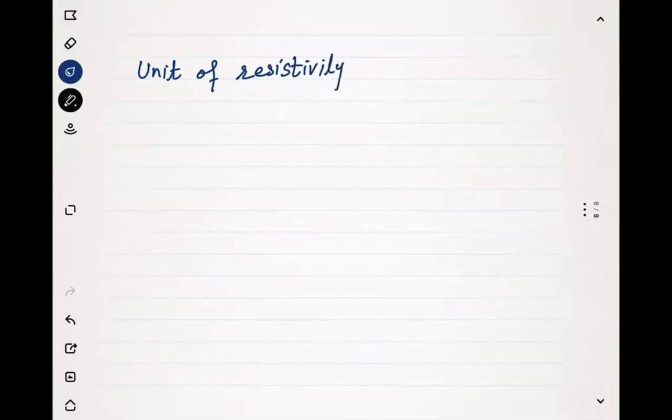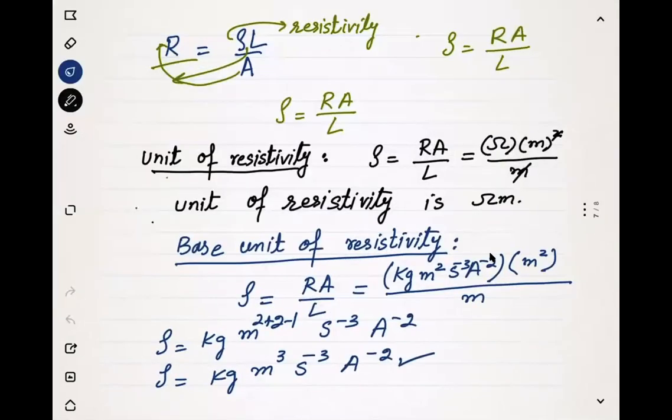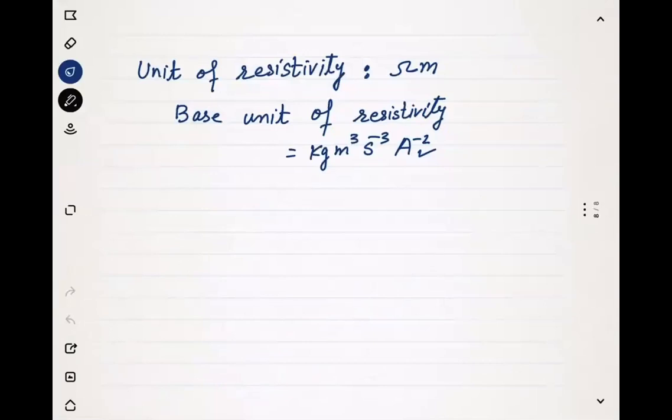So we can say that the unit of resistivity is, as you see, ohm meter, and the base unit of resistivity will be kilogram meter cube second minus 3 ampere minus 2. We did it right now. So this is for resistivity.